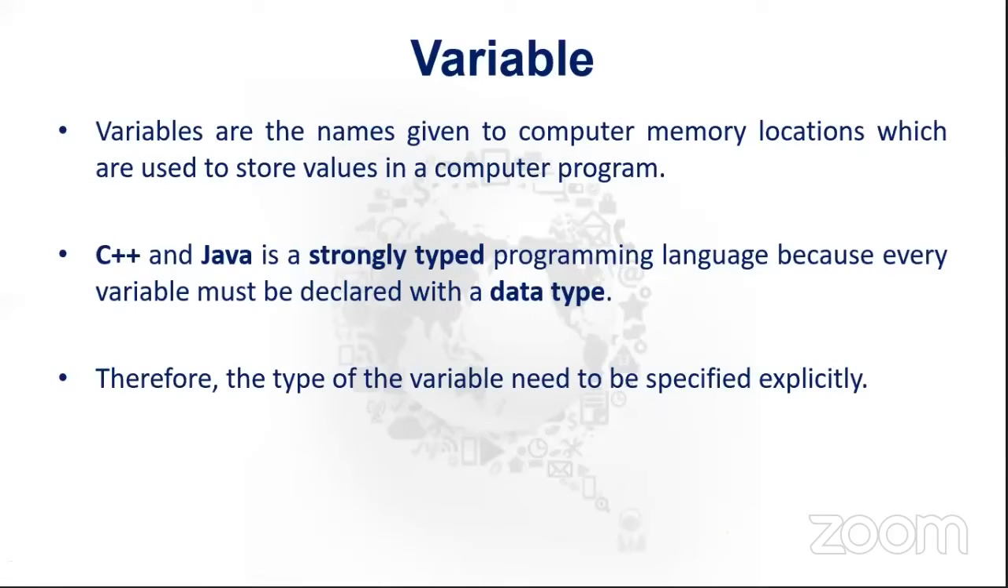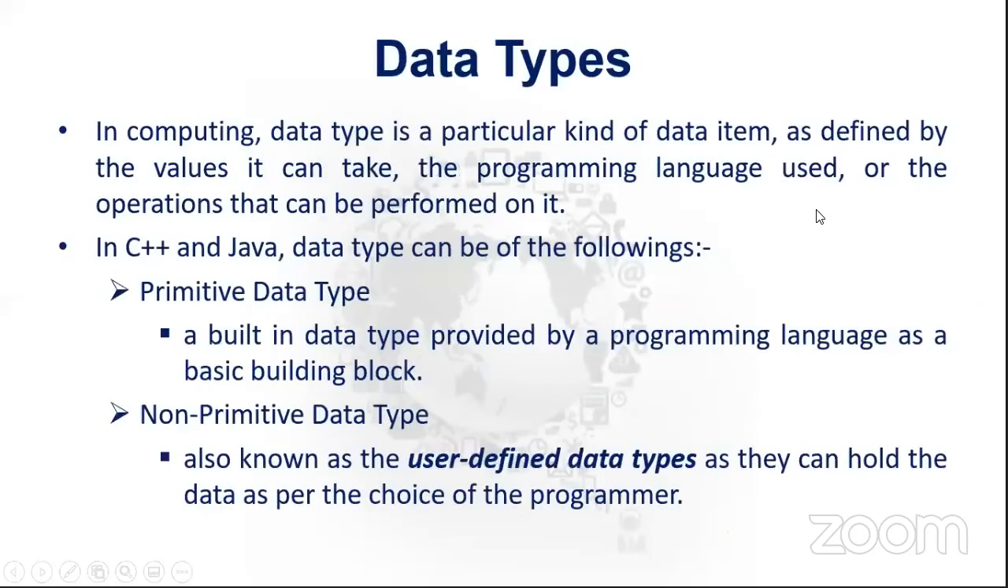Variables are the names given to computer memory locations, which are used to store values in the computer program. C++ and Java are strongly typed programming languages because every variable must be declared with a data type. Therefore, the type of the variable needs to be specified explicitly. In computing, data type is a particular kind of data item, as defined by the values it can take, the programming language used, or the operations that can be performed on it. In C++ and Java, data type can be of the following.